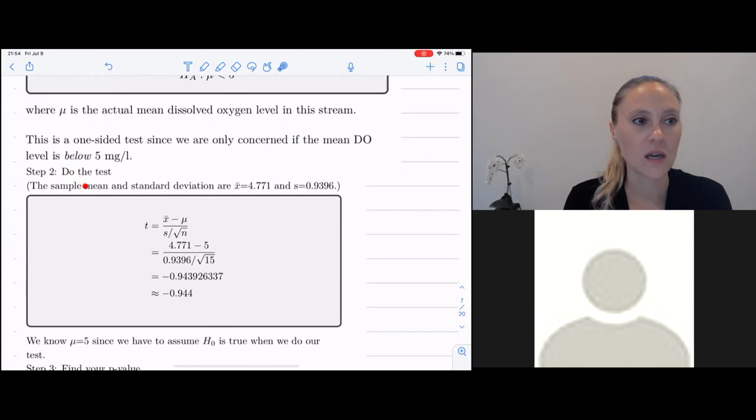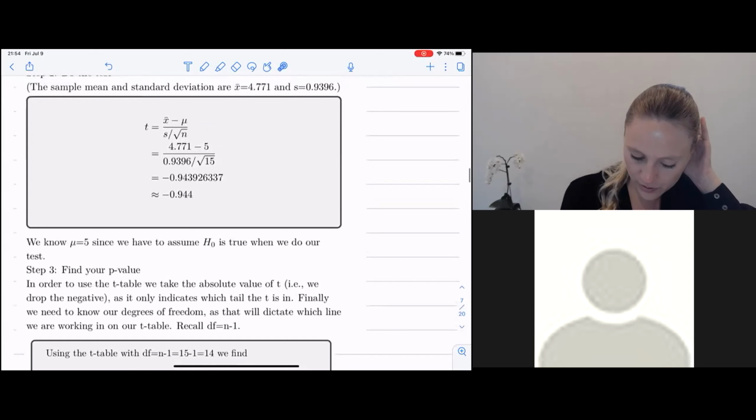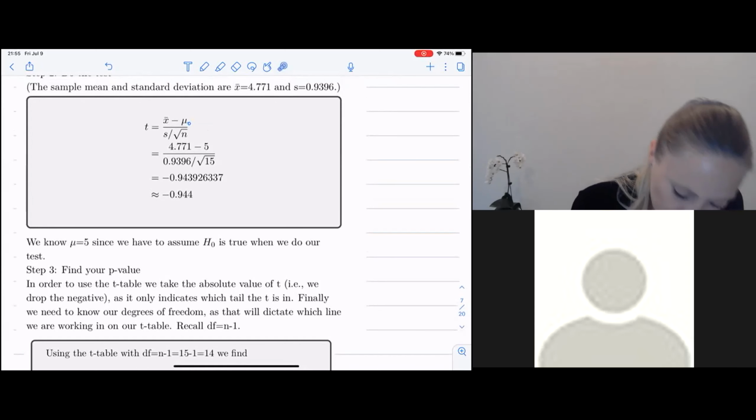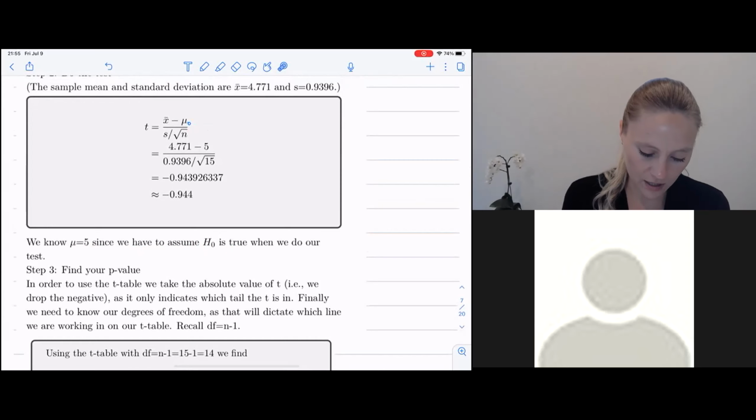Step 2, do the test. Just a reminder what the sample mean and standard deviation are here, but really pretty straightforward stuff. We've practiced this for z-scores and it's the same calculation, so we can just go ahead. Notice that I'm rounding to 3 decimal places because I want it to match the t-table, which has 3 decimal places. And we're using mu. This could be mu naught here, just to emphasize that it's from the null hypothesis, but really, if it just says mu, we assume the null hypothesis is true. So we have to assume H naught is true until we have proof otherwise. And the null hypothesis says that mu equals 5. So whether you use mu naught or just mu, it's the same thing.